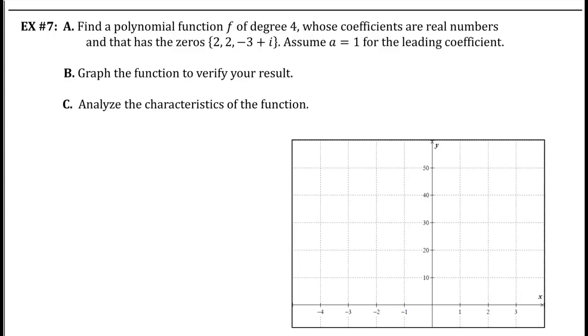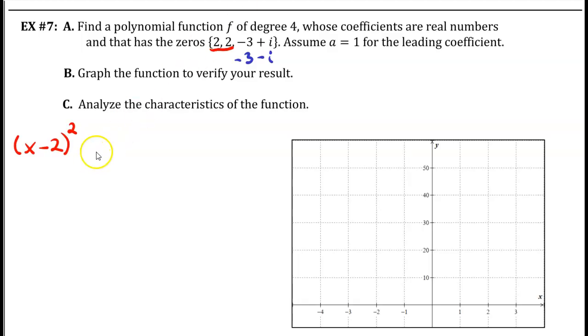All right. So degree 4, notice how they gave us 3 again. So let's write out the fourth one just to be complete here. That'd be negative 3 minus i. And notice that we do have a multiplicity here of 2. So for that part, I'm going to write x minus 2 and x minus 2. Multiplicity of 2 is just going to be to the second power.